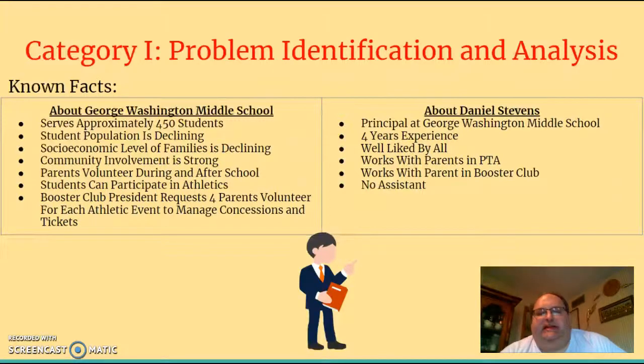The principal in this case is Daniel Stevens. He has 4 years of experience and seems to be liked by everyone. He does work well with the PTA and the booster club, and he does not have an assistant principal, which is kind of surprising given the number of students they have.